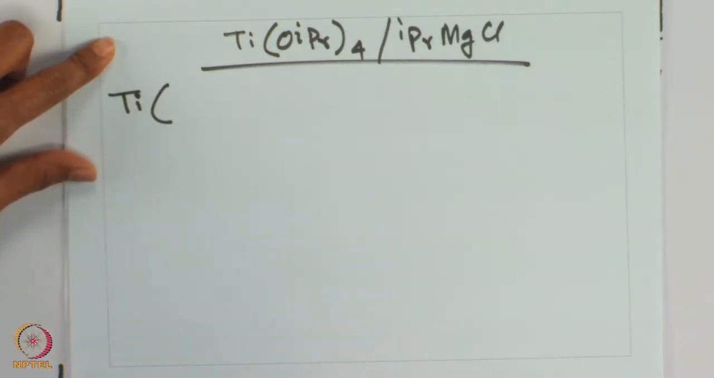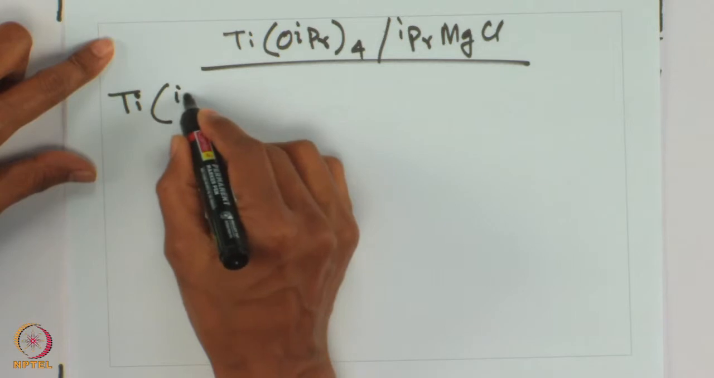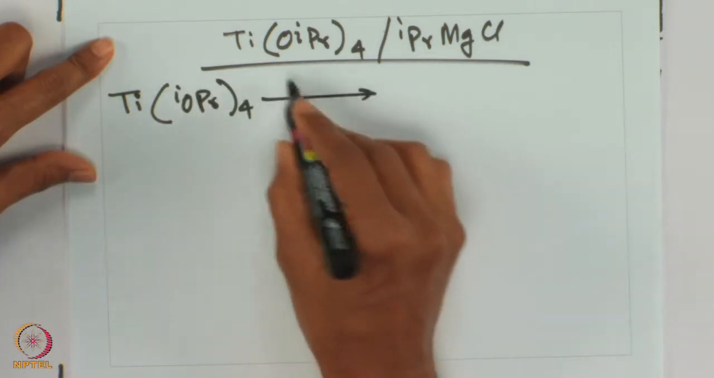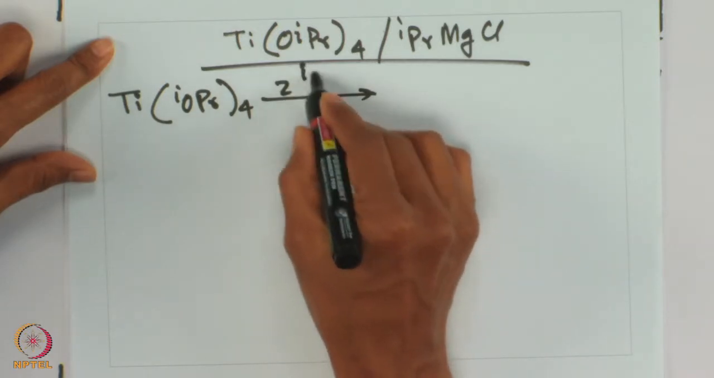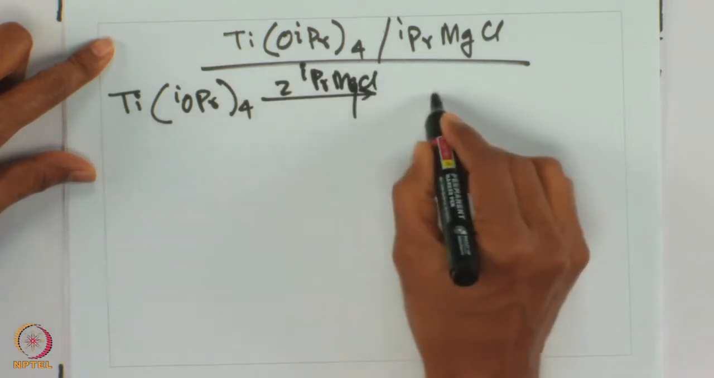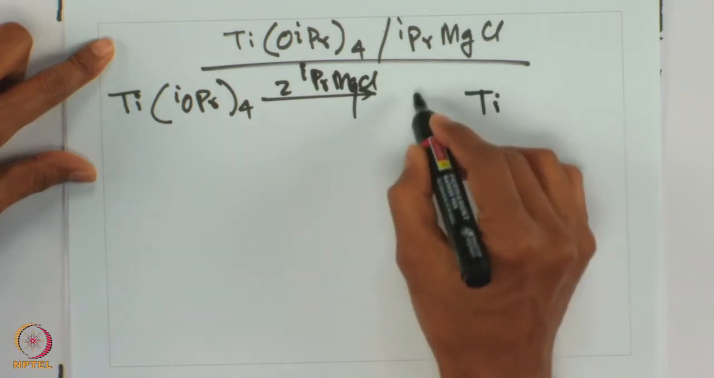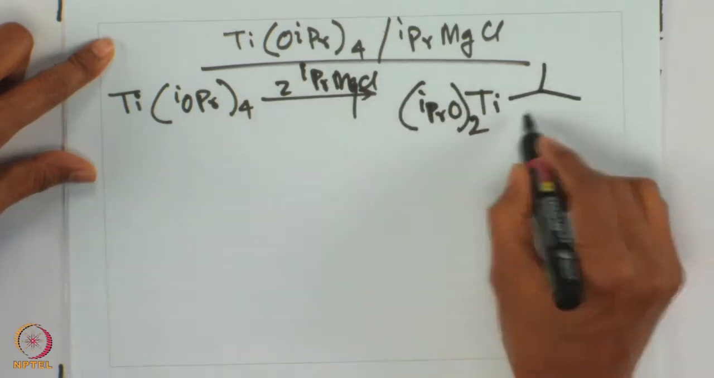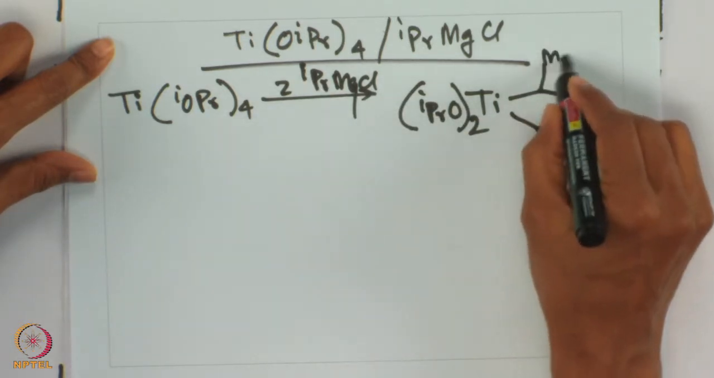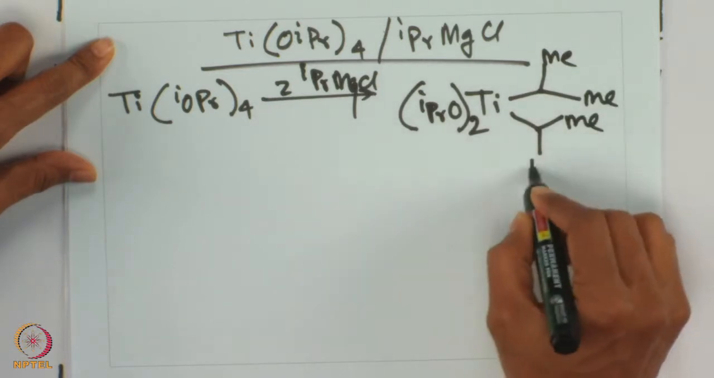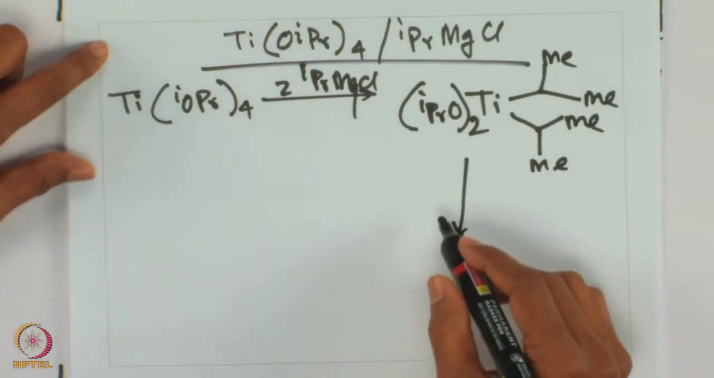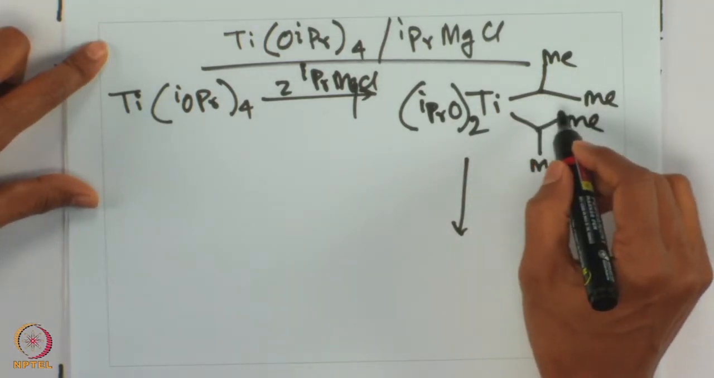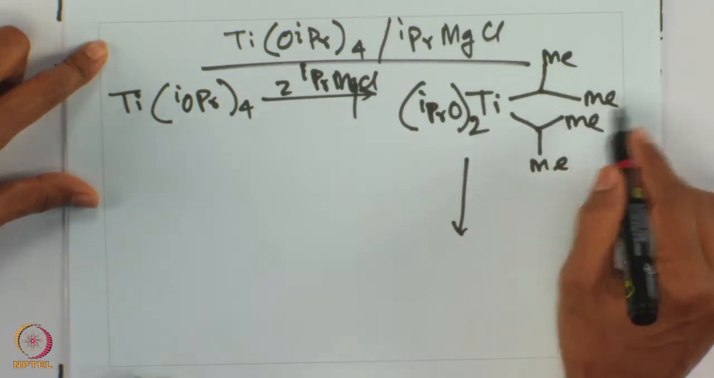Let us say, for example, we have titanium tetraisopropoxide and we are reacting it with 2 equivalents of isopropyl magnesium chloride. Overall, what we will get is the titanium diisopropoxide intermediate along with this diisopropyl unit that is coming from here, right. So, overall we will get this intermediate first. From there, the propane will go out and then a titanium containing cyclopropane ring will be generated.